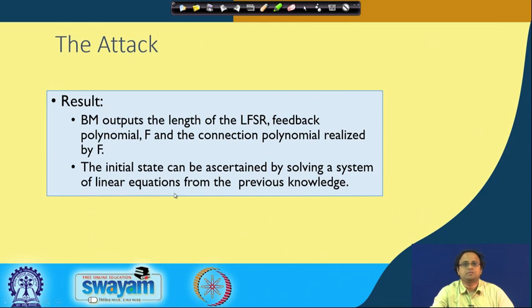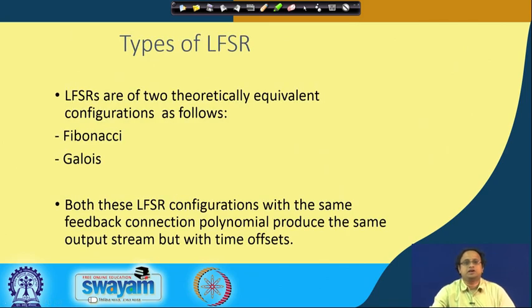Okay. So we can try to reflect on this point a little bit further, based on the fact that there are two types of linear feedback shift registers. One is what we have just seen, which is called a Fibonacci LFSR, and there is another class of LFSR which is called the Galois LFSR. Theoretically, both of these are isomorphic, which means both these LFSR configurations with the same feedback connection polynomials produce the same output stream, but with time offsets.